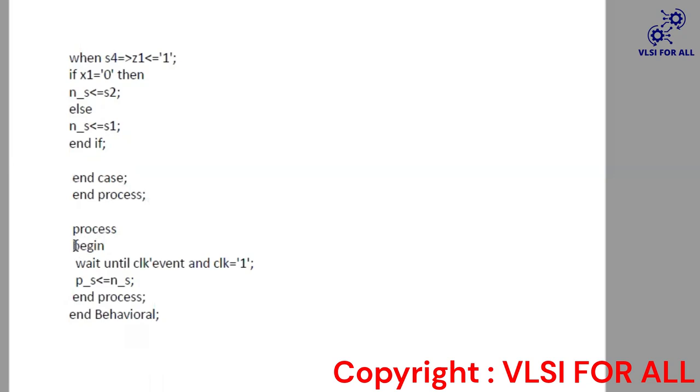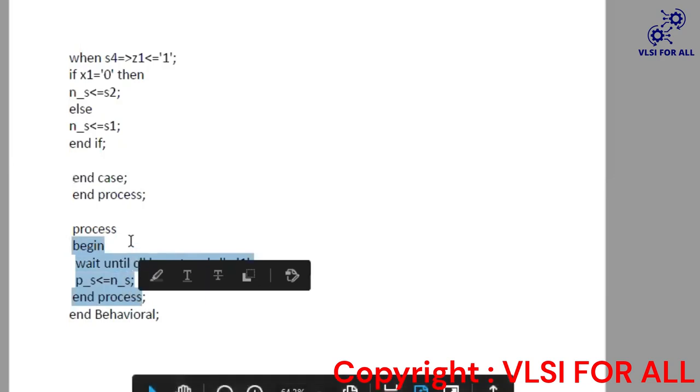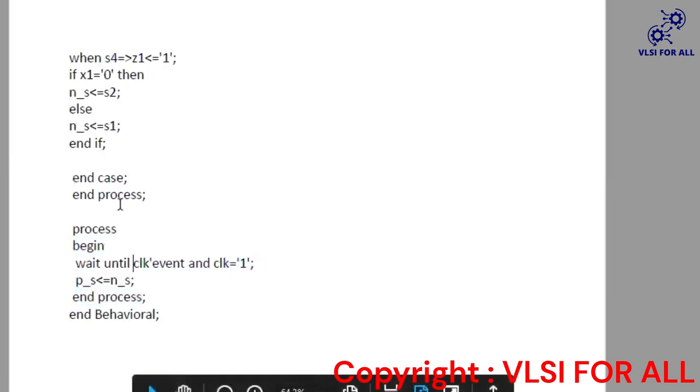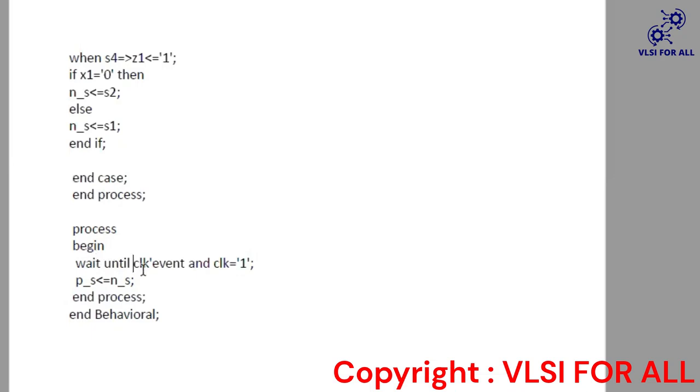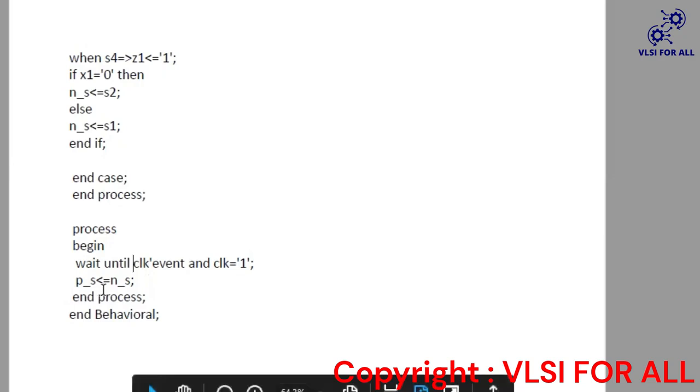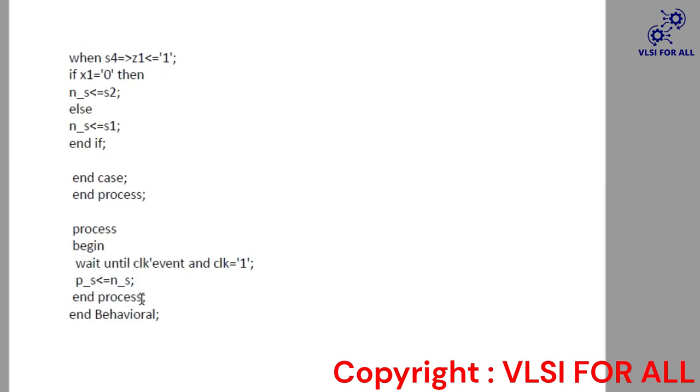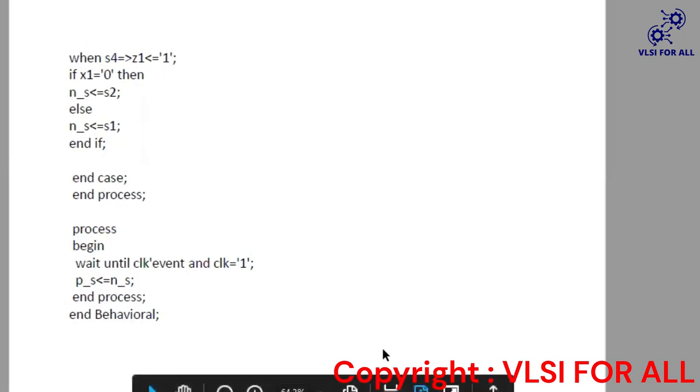And now we will declare the change of clock, where this operation will occur. So it will be when clock'event and clock equal to 1, then present state gets next state. This event occurs on the rising edge of the clock. After that we will end the behavioral architecture.